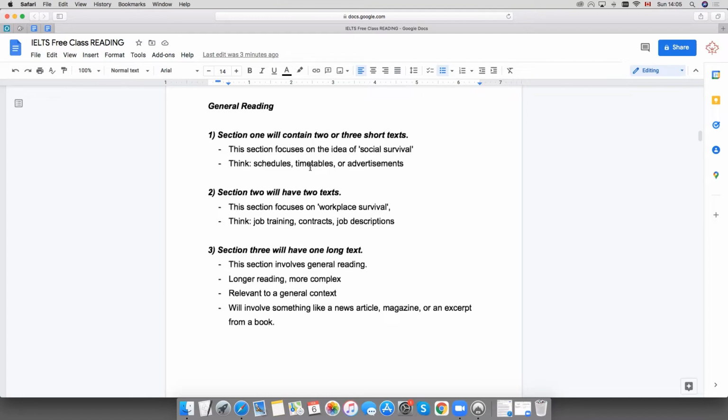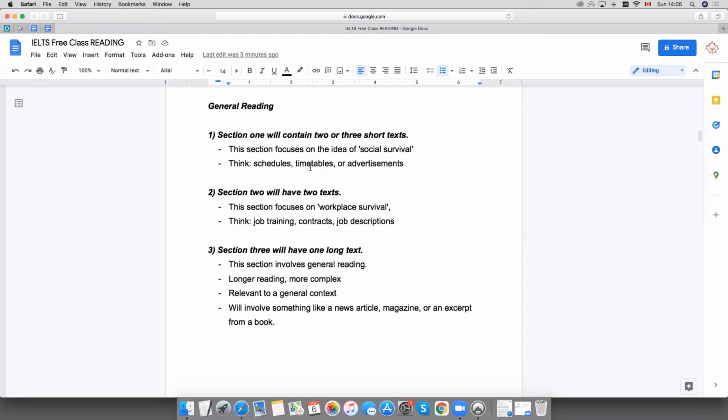Finally, section 3 is going to have one long text. The long texts are more common on the academic test, but you're always going to have one long one in section 3. It's going to be a longer reading. It's going to be more complex, maybe a little more abstract. And it's possible that the subject matter will challenge you.